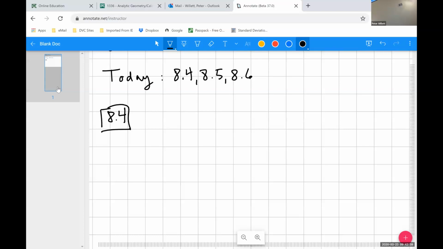Okay, so in 8.4, we are going to begin a process, which we'll do for the next few sections, of looking more closely at infinite series and trying to determine whether they converge or diverge.